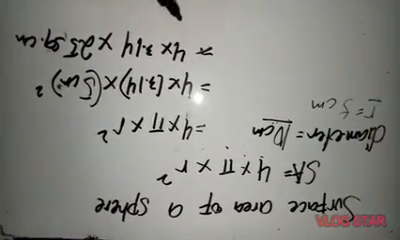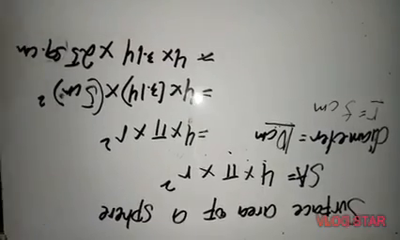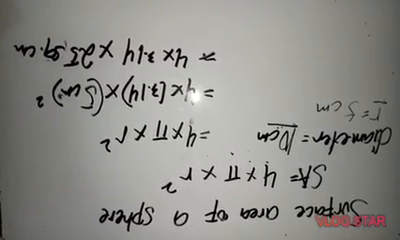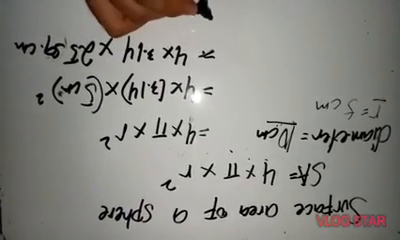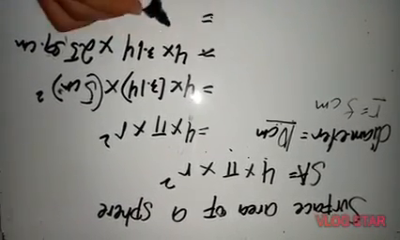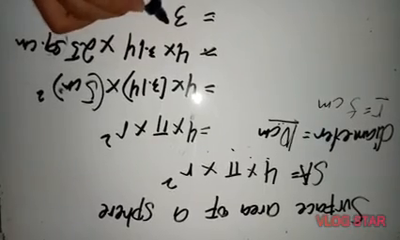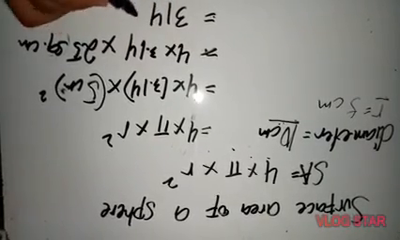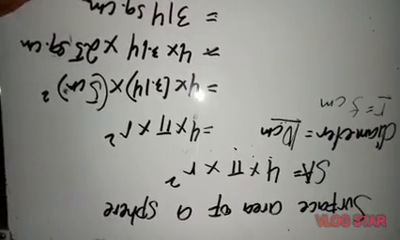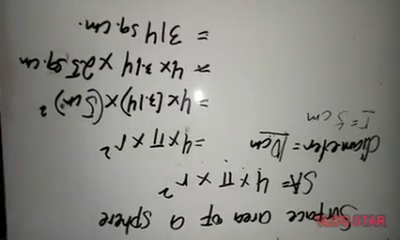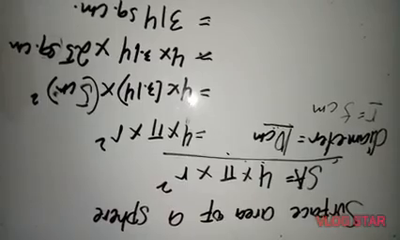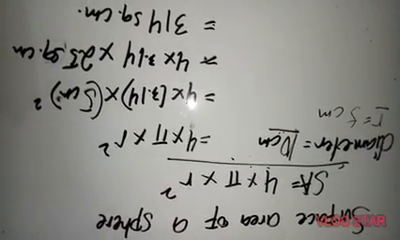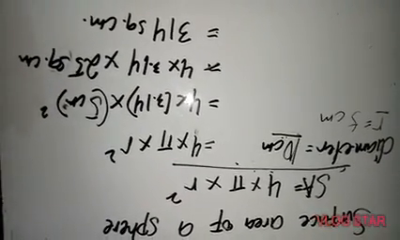Then multiply 4 times 3.14 times 25 square centimeter. Then the surface area is 314 square centimeter. So just follow the formula, 4 times pi r square. If the given is diameter, then just divide it by 2 to get the value of r or the radius.